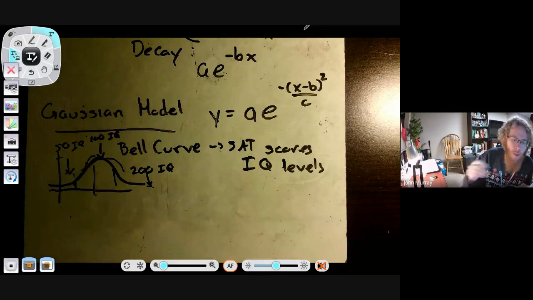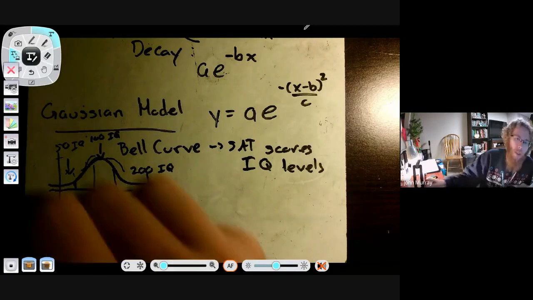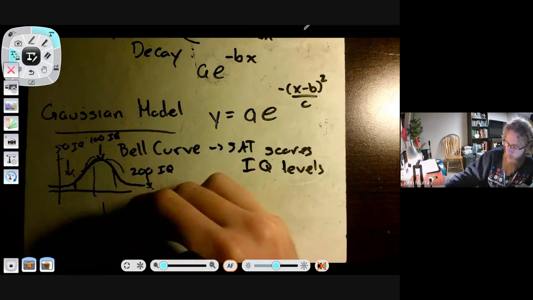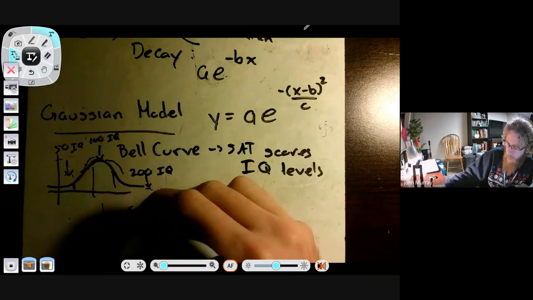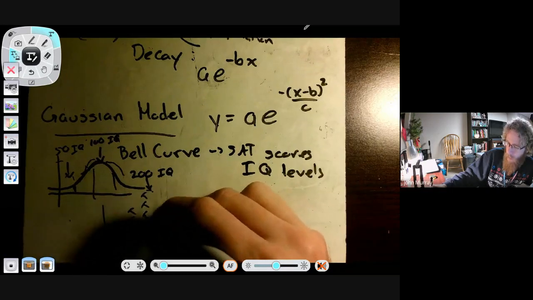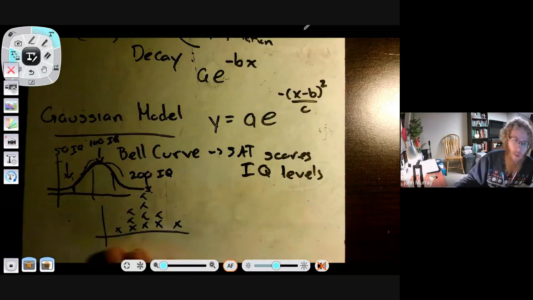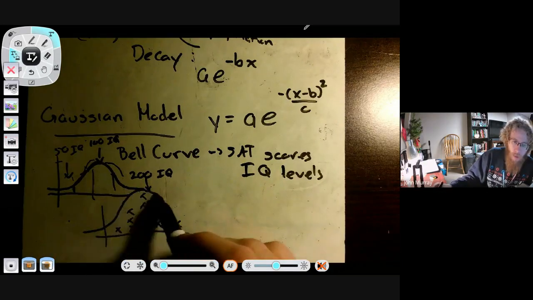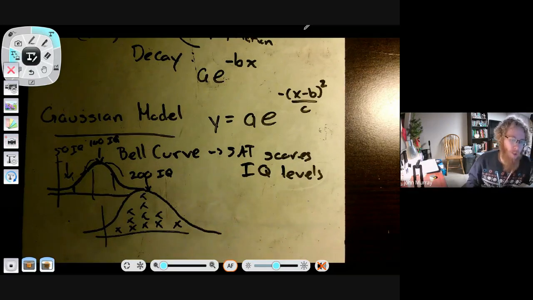The same thing for SAT scores. If you took all the students' SAT scores throughout the years and you plotted them, I don't know if you guys did something like this in Algebra 2, where you would plot your data, right? Your SAT scores would kind of take that form as well.